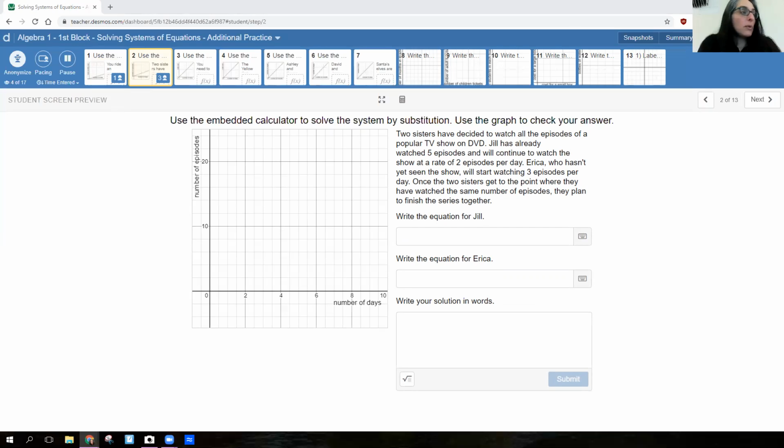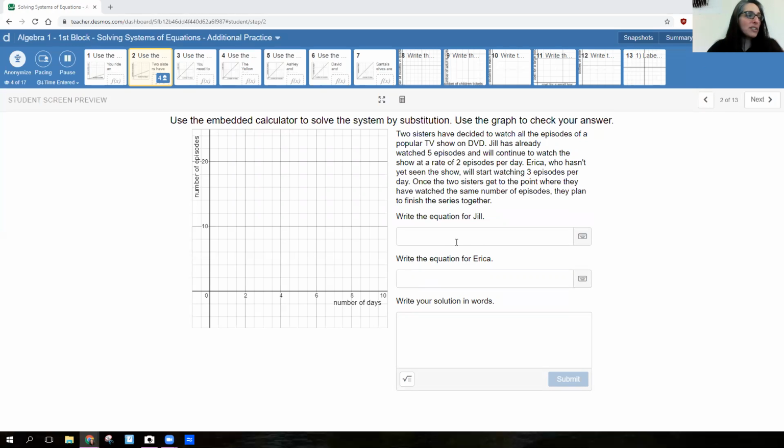Okie doke. So, two sisters have decided to watch all the episodes of a popular TV show on DVD. Jill has already watched 5 episodes and will continue to watch the show at a rate of 2 episodes per day. Erica, who hasn't seen the show yet, will start watching 3 episodes per day. Once the two sisters get to the point where they have watched the same number of episodes, they plan to finish the series together. All right, so here we go.